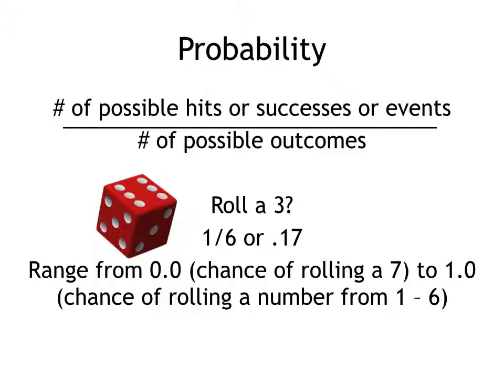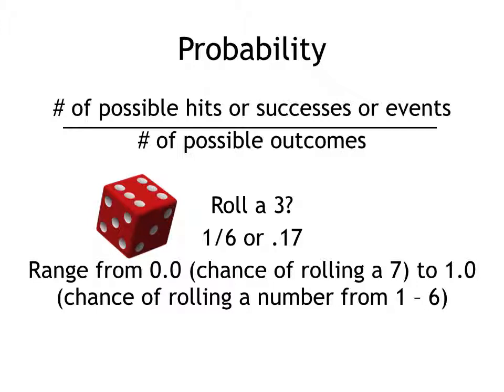So if I ask the question, what's the probability of rolling a 3 with one die? I'm looking for one hit, just a 3, but the number of possible outcomes are 6. So I'm going to take 1 and divide it by 6. So the probability of rolling a 3 is 1 in 6, or 0.17, or 17%.